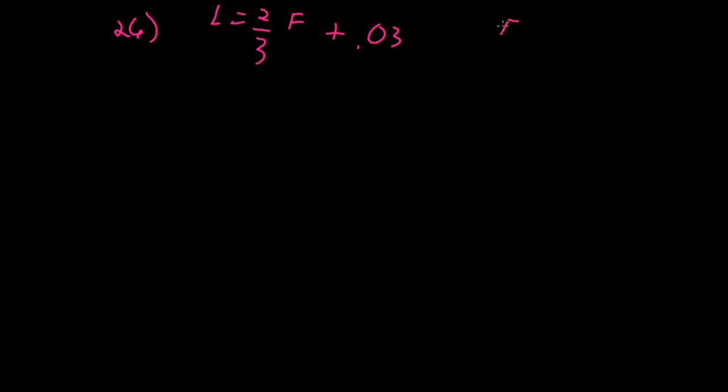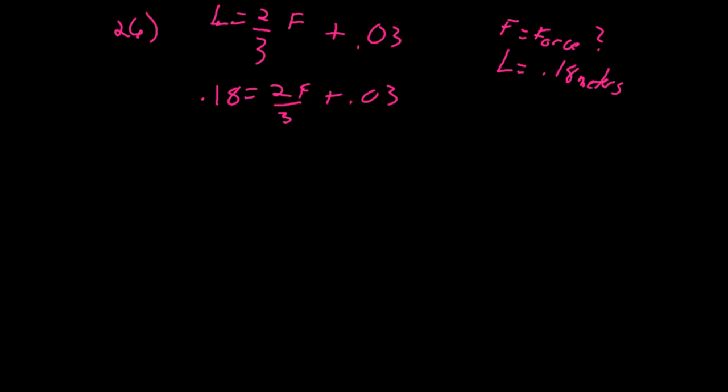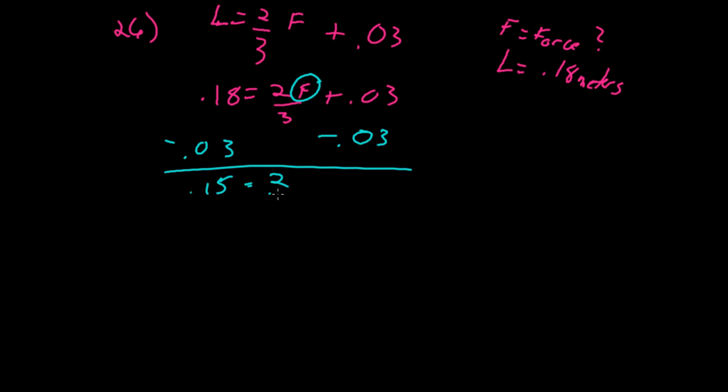So F is the force, and that's what we're looking for. It says what force do we need to have the length of the spring be equal to 0.18 meters. So we could just substitute this in. 0.18 equals 2/3 times F plus 0.03. And now, since we're just solving for F, we can use basic algebraic manipulation and isolate F. We subtract 0.03, and we're left with 0.15 equals 2/3 F.